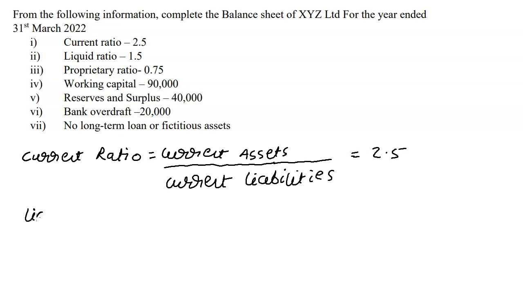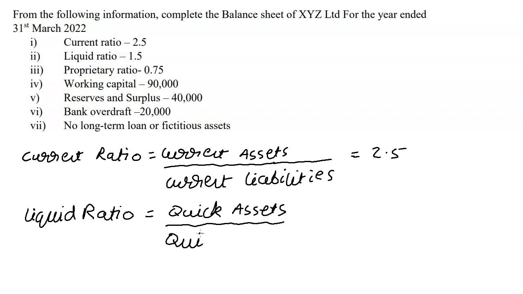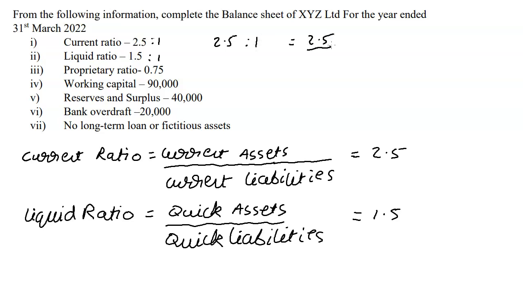The liquid ratio, which we also call the asset test ratio, which is also called the quick ratio, is equal to quick assets upon quick liabilities, and we know that that is 1.5. Now why am I writing 2.5 and 1.5? Because for once they're giving it to us just like that. Even if they had said is to 1, it's the same thing. 2.5 is to 1 is as good as saying 2.5 divided by 1, and anything divided by 1 is the same number, so we don't bother with upon 1.